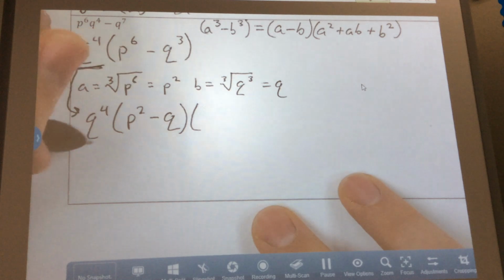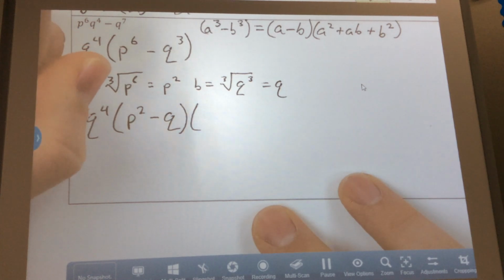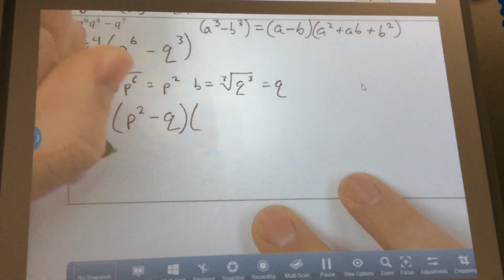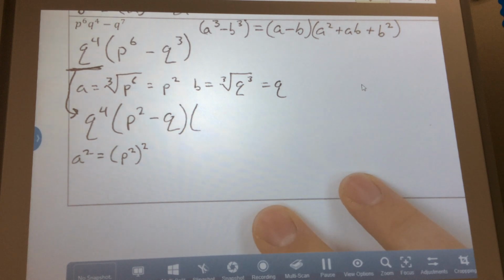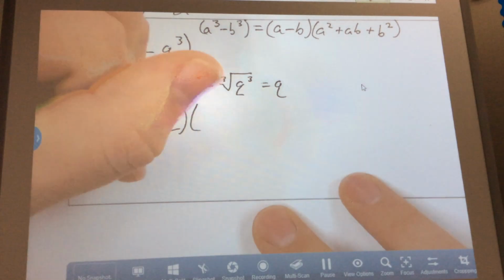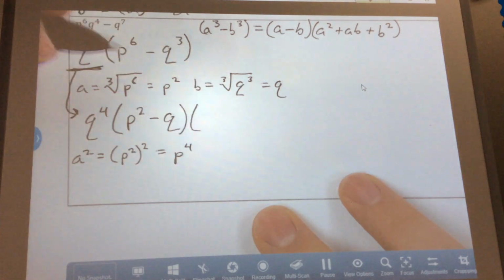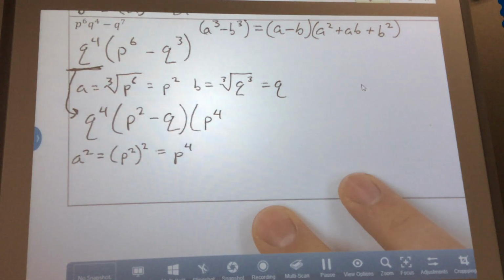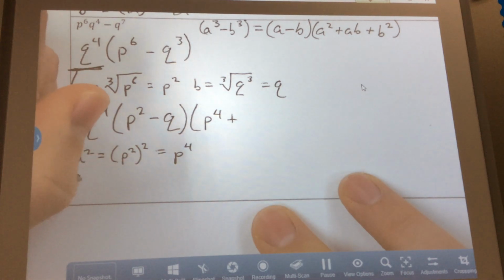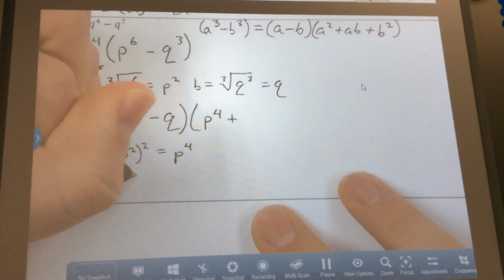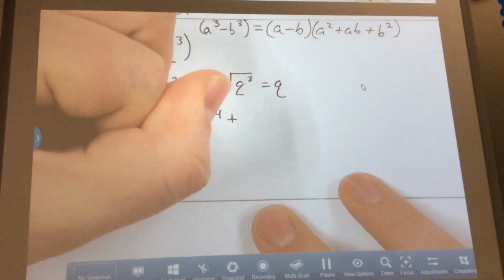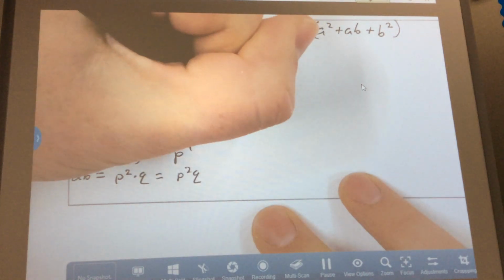So let's figure out what our a squared value is. If we have a squared, we're going to take our a value, which is p squared, and we're going to square that. Law of exponents says that if we have a parenthesis separating our exponents, we multiply them. So that's going to give me p to the 4th power that goes here. Plus sign, because the formula says it should be a plus sign. You take a and b, and we multiply them together. It's going to be p squared times q, which is just the same thing again. P squared q. That's going to go right here.